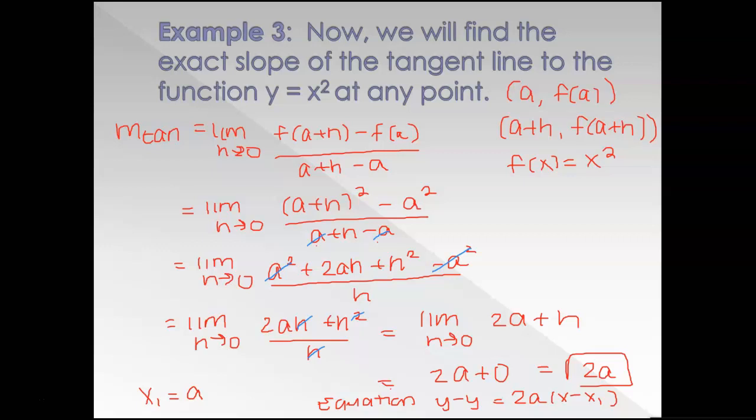So again, you could even go back and check. In the last example, our x1 and y1 were 1. So if you plugged in 1, 1 here, and then a equals 1, you would get the same equation of the tangent line we previously found.